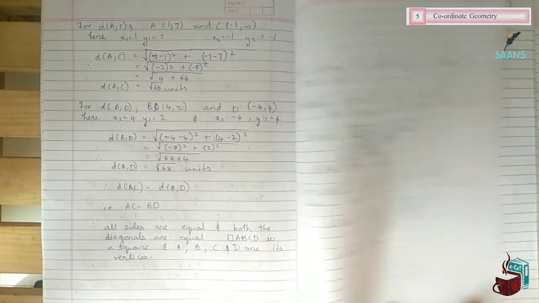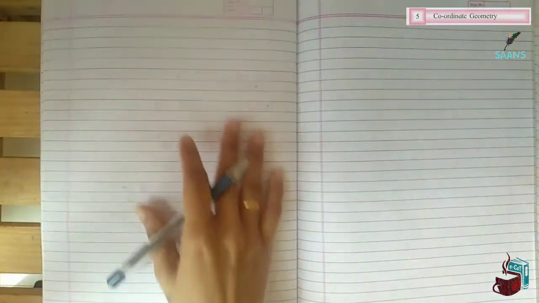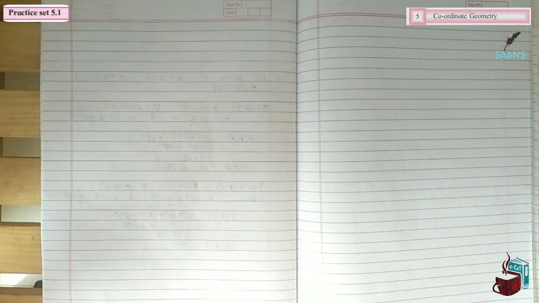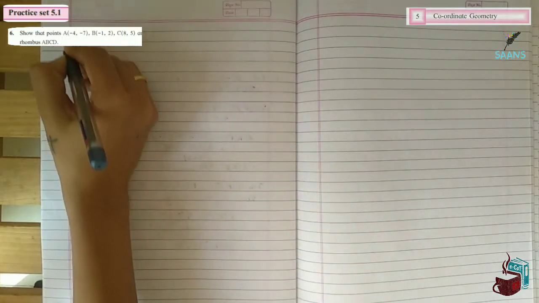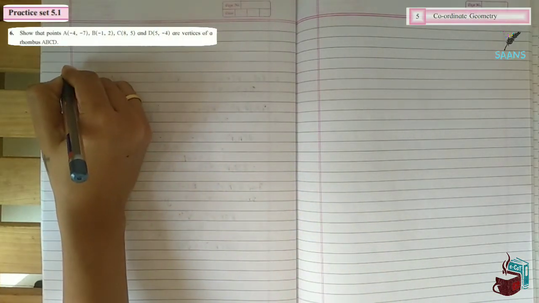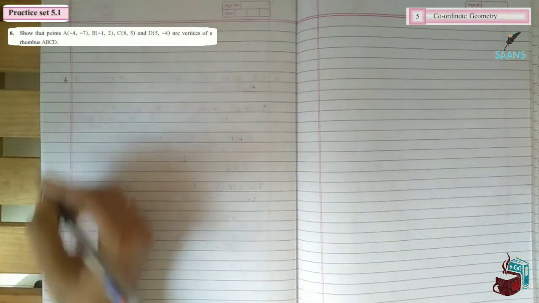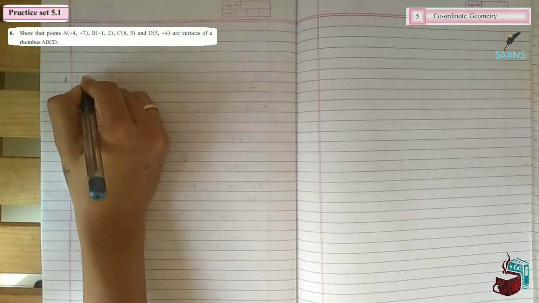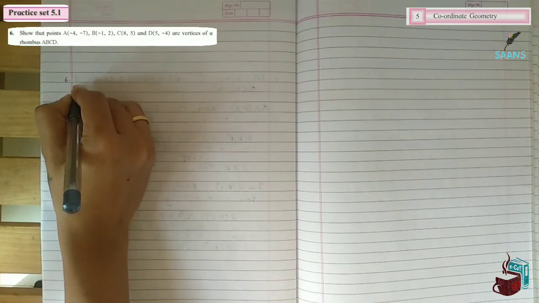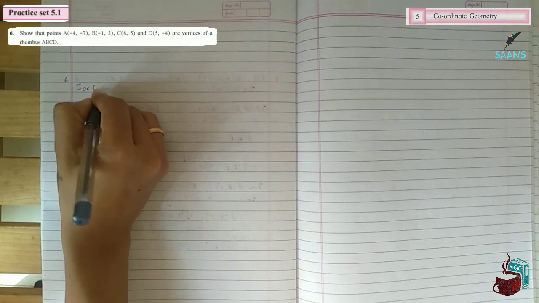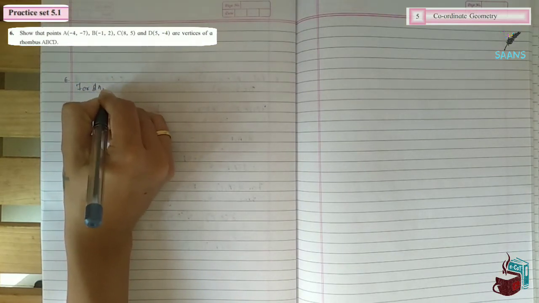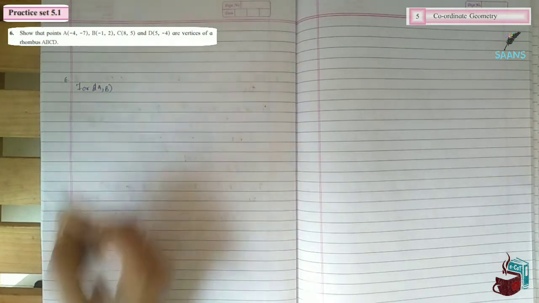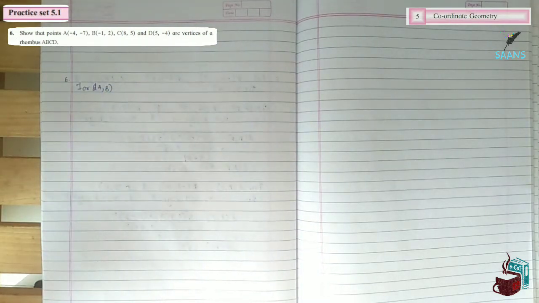Okay, so let's continue with the sixth sum. As I said, it is a similar sum. From the exercise, show that ABCD are the vertices of a rhombus. So let's start directly with distance A comma B. Here they have already given the points, so we don't have to name them.